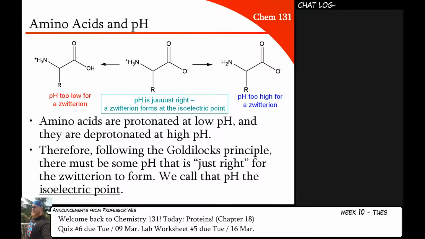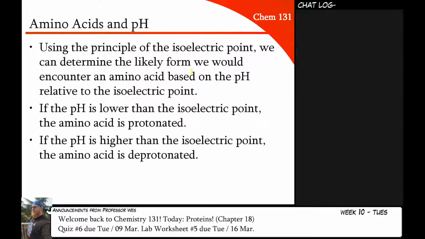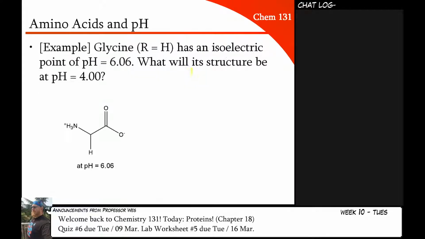All right. So again, the isoelectric point is when the pH is just right, and that allows you to have your zwitterion. All right, so let's look at some examples here. Well, we already talked about this. So here's glycine. Glycine has an isoelectric point of pH 6.06.